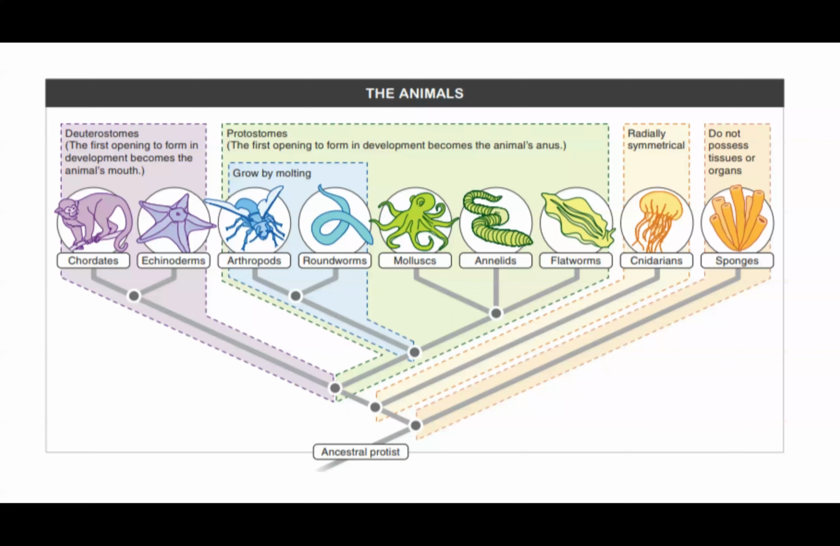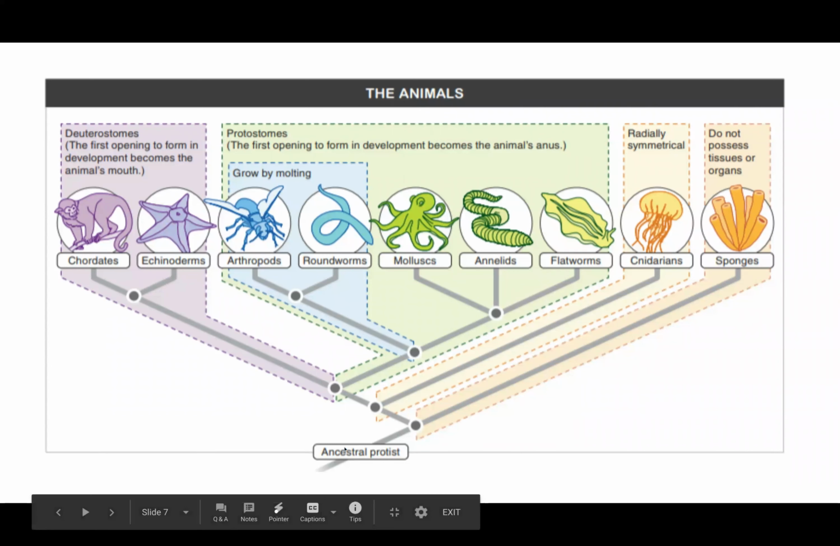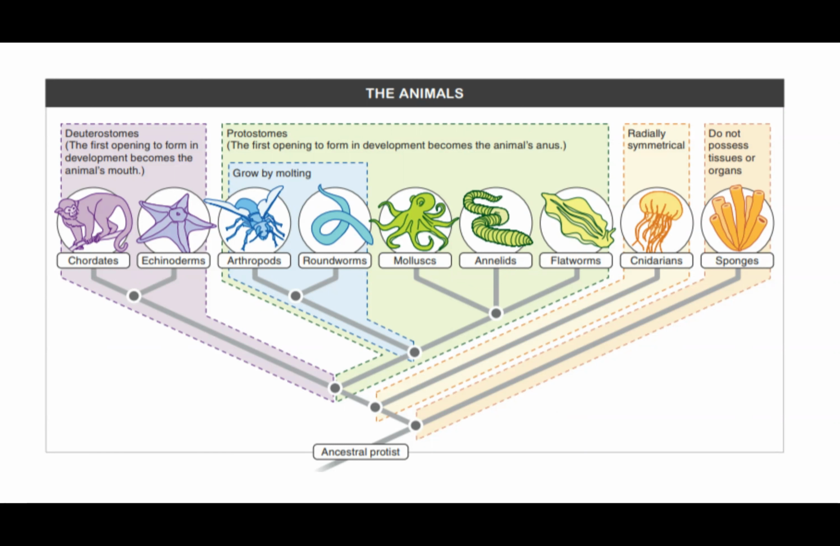But what you'll notice is that we all share some sort of ancestral protist, which again is a microscopic eukaryote. And this microscopic eukaryote would have been heterotrophic. It would have been single-celled until it evolved the capacity to be multicellular. So just as a note.